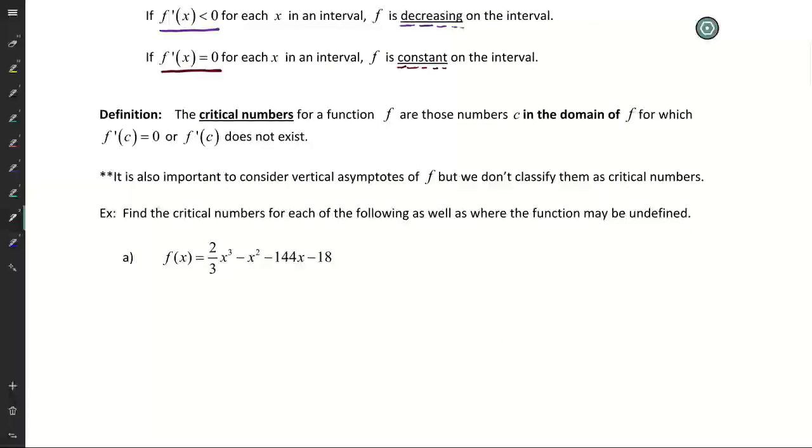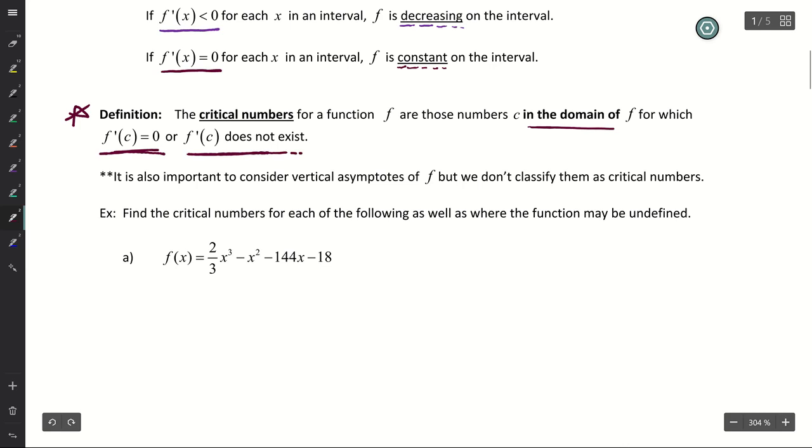All right, there are things that are called critical numbers for a function. And these critical numbers are going to be useful for the next couple of sections as far as determining increasing, decreasing, constant behavior, and then also going forward as far as determining relative maximums and minimums. So critical numbers are kind of a big deal. Critical numbers are defined to be numbers that are in the domain, so we're going to need to pay attention to the domain of a function, for which either the derivative at that number is 0 or the derivative at that number does not exist.